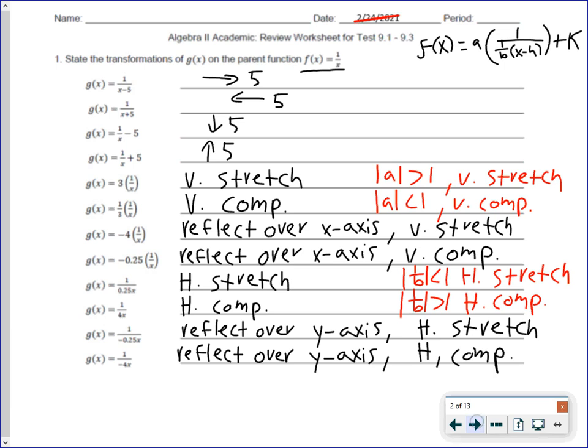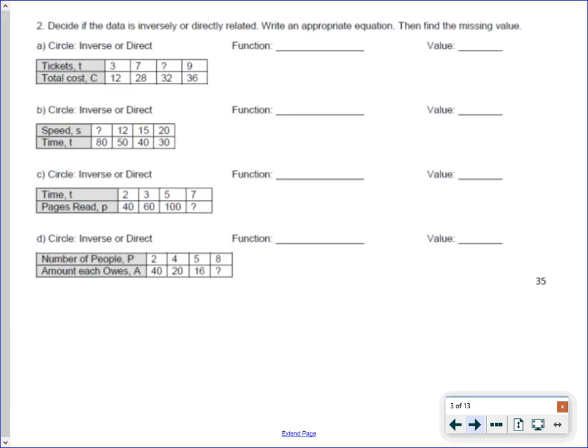So let's go on to number 2. Number 2, on this problem, we're going to decide if the data is inversely or directly related, and we're going to figure out the general equation for the problem, and then we're going to figure out what the missing value is going to be. So I'm going to do 2a and 2b. I'm going to leave 2c and d for you guys to do on your own. We do post a completed key, so you can double check and work with that.